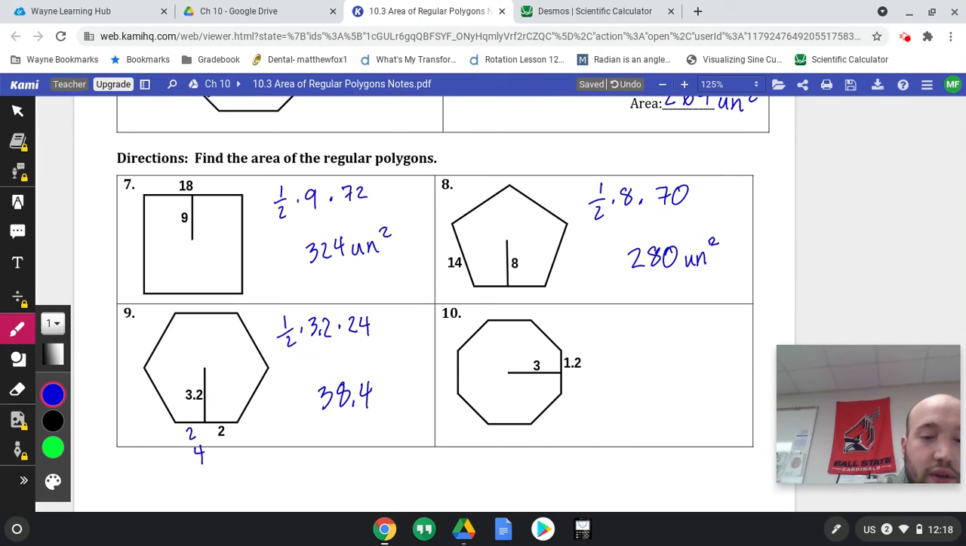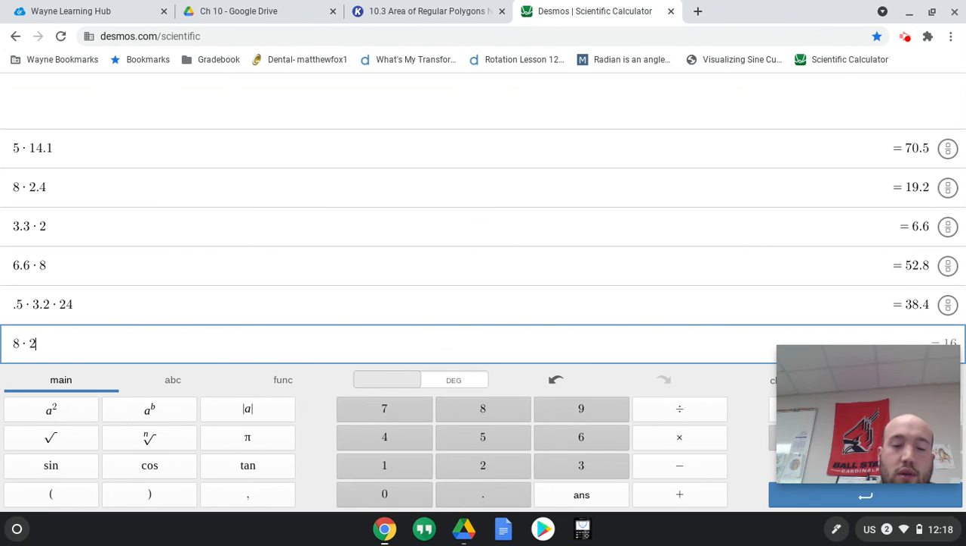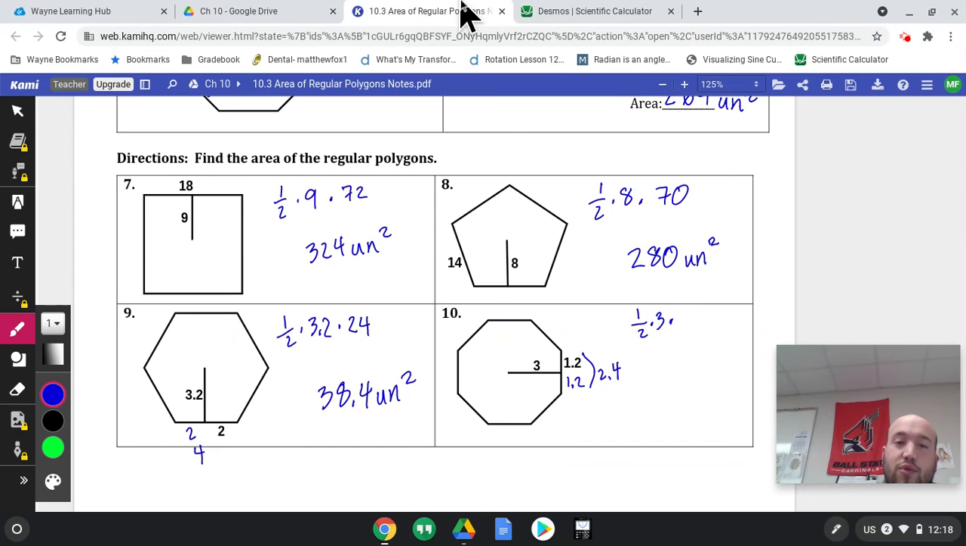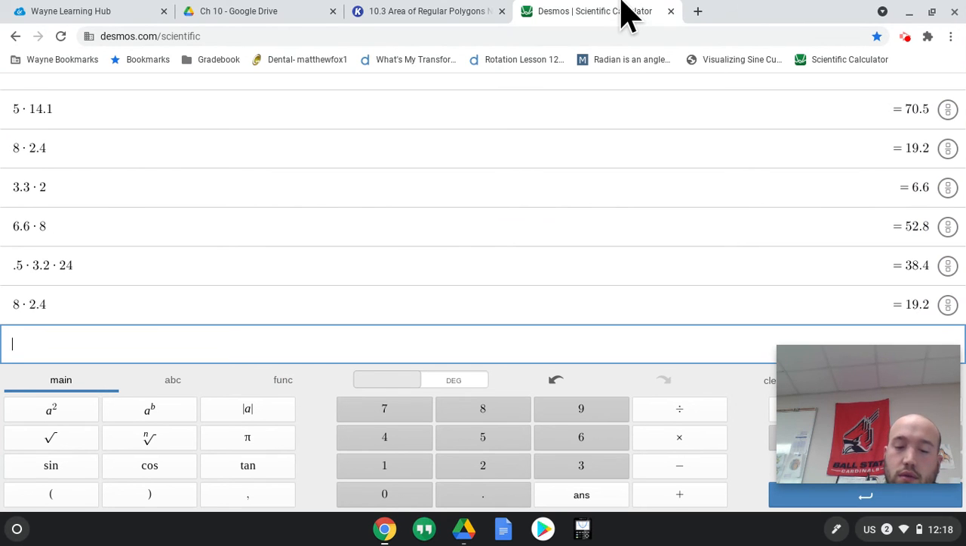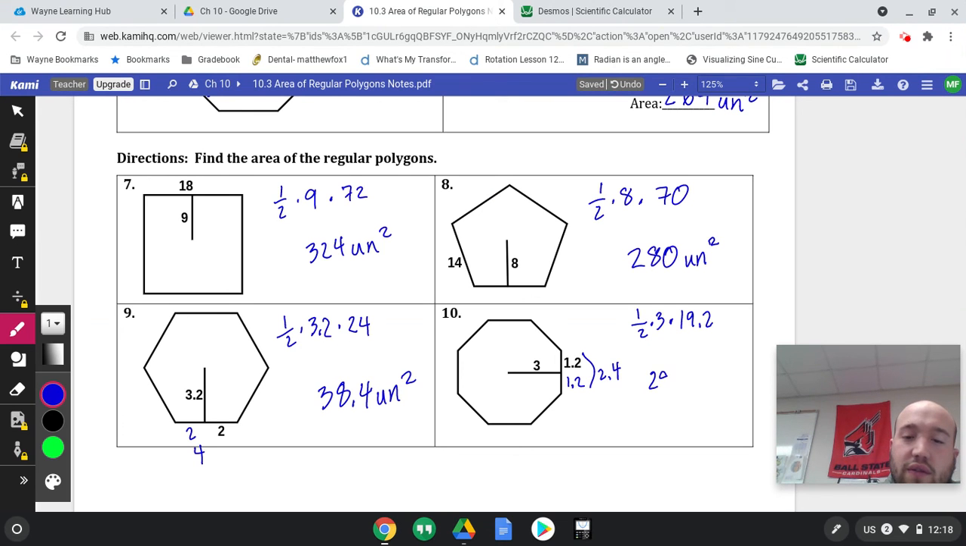Okay, and we're almost done. The final one now. If we look at it, once again, we know there's a 1.2 here, so 2.4. We have 8 sides, so take that times 8. So half times 3 times, so 8 times 2.4 will tell us our perimeter. We get 19.2, so we plug that back in. So 0.5 times 3 times 19.2. So 28.8 is what we get, and that is our final answer here.